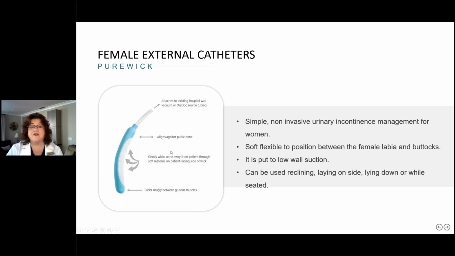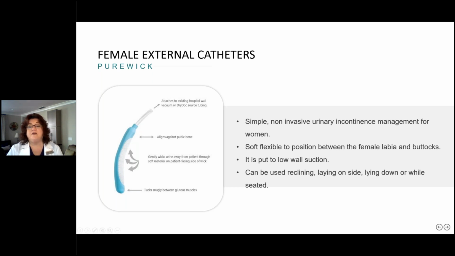But it is soft, it's flexible. You position it between the female labia and the buttocks. You must open the labial area and put it right in between, or it will not work well. And again, to low wall suction. I found one at 80 millimeters mercury, which is not low wall suction. And that lady did complain of pain.